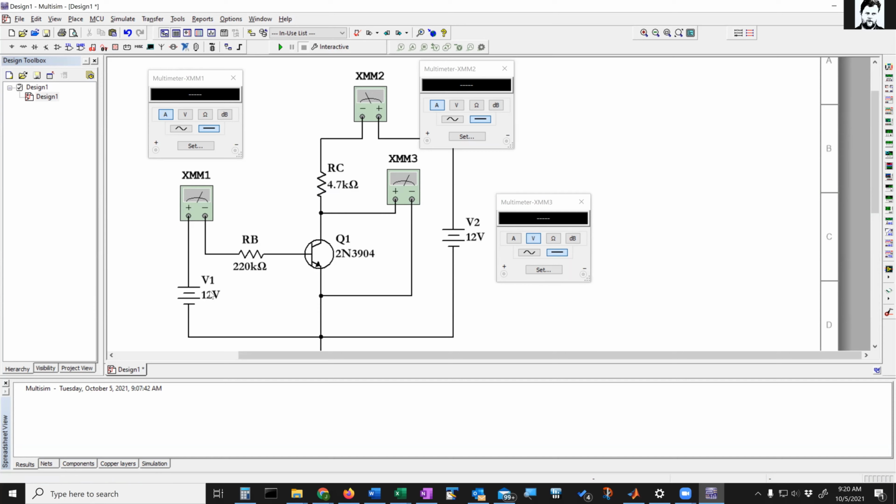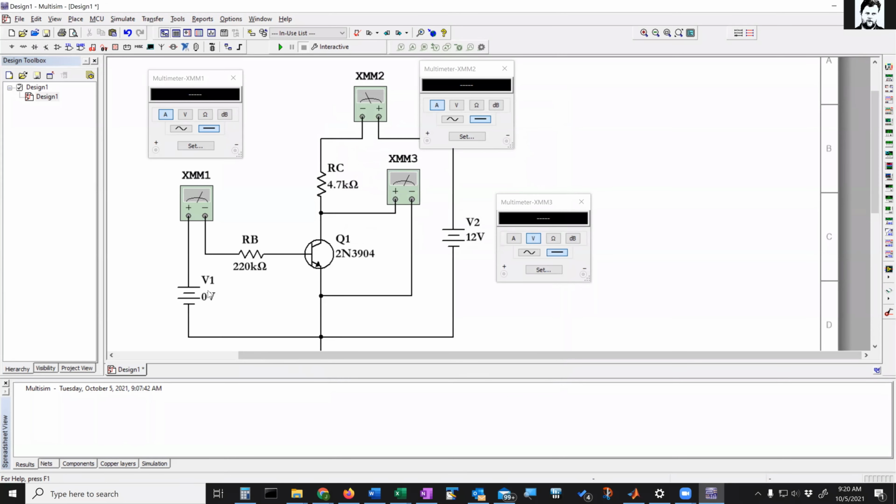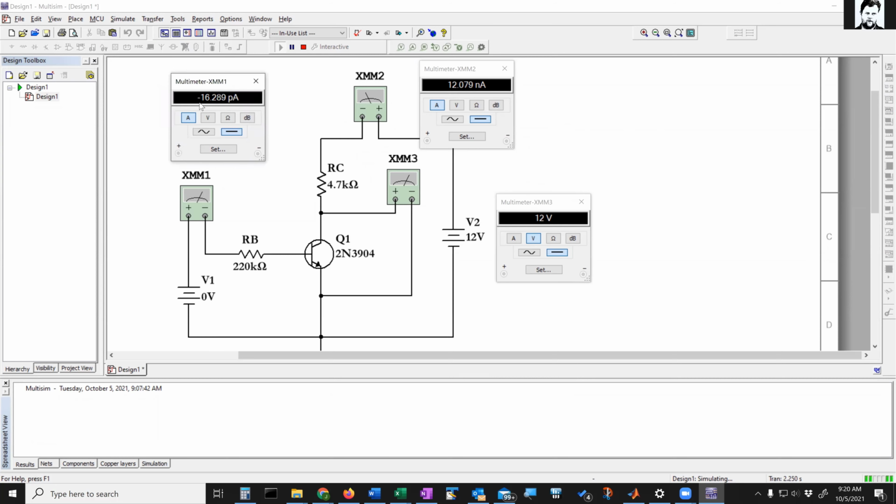Okay, so let's get started here. So let me start this off at 0 volts. I'm starting my base voltage off at 0, and I'm going to run the simulation. All right, so let's see what readings we get. So for my base current, I'm getting a reading of negative 16 picoamps. Remember, pico is 10 to the minus 12 amps. So pico is very, very small. Picoamps is basically negligible, 0. So we can say that our base current is roughly 0 amps currently.